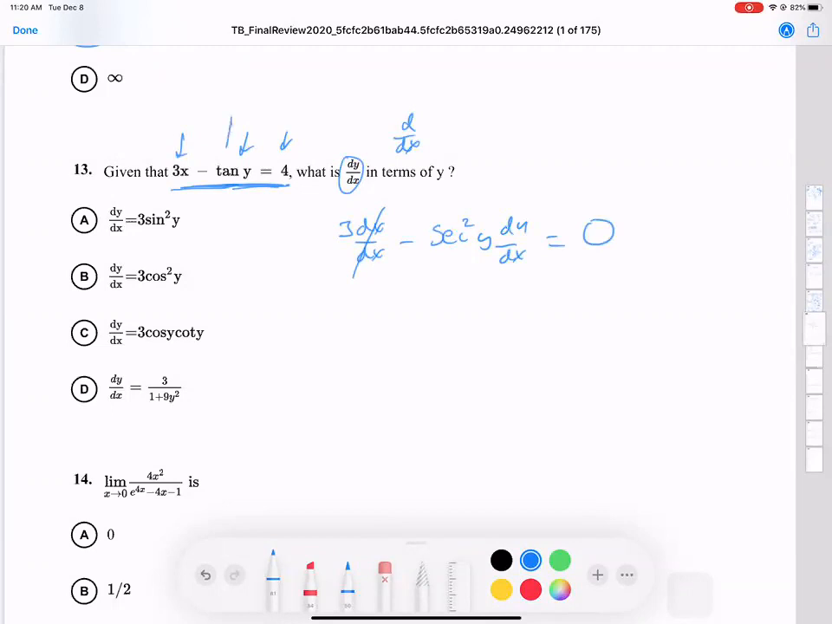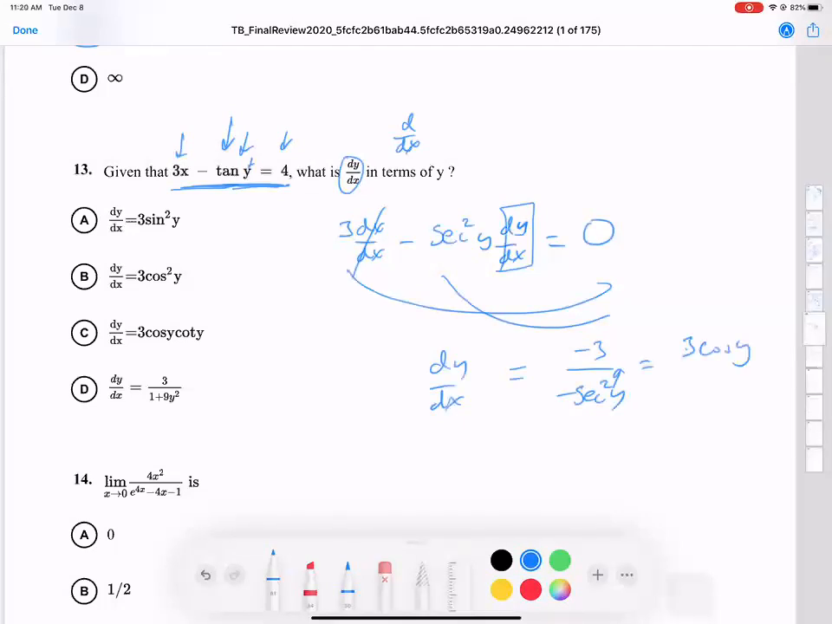Remember, we do chain rule. Derivative of tangent first, leave the inside alone, and then the derivative of y is dy over dx. Now what they want us to do is solve for dy dx. So you're going to get rid of the 3 and then get rid of the secant. Now they wrote this in a funny way, because this is negative 3 over negative secant squared y, which becomes a positive, and then the secant, they moved it to the top because the reciprocal of secant is cosine, so 3 cosine squared of y.